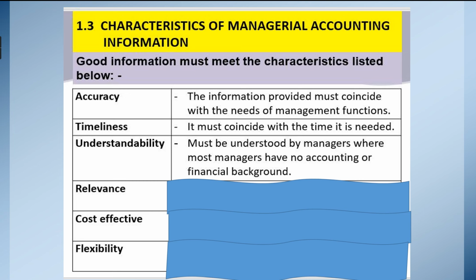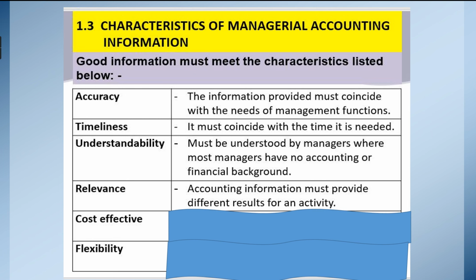Okay, all right, next is the relevance. Accounting information must provide different result for an activity. Sebab bila kita bagi information for certain activities, result untuk activity A tak akan sama dengan result untuk activity B.